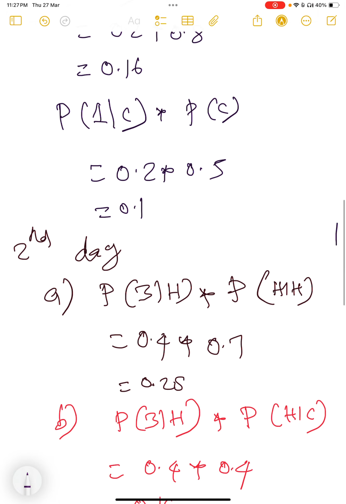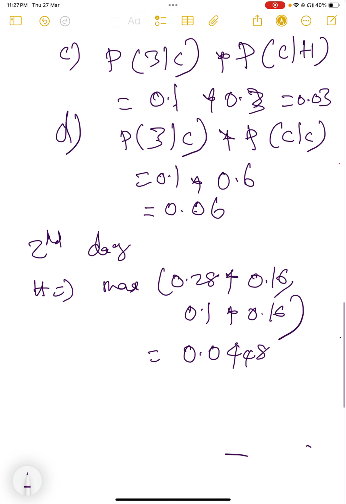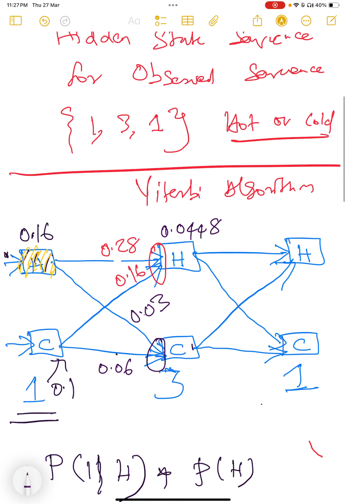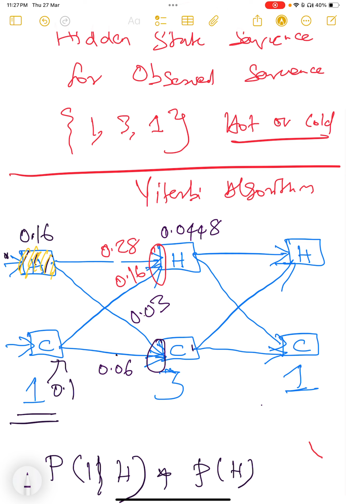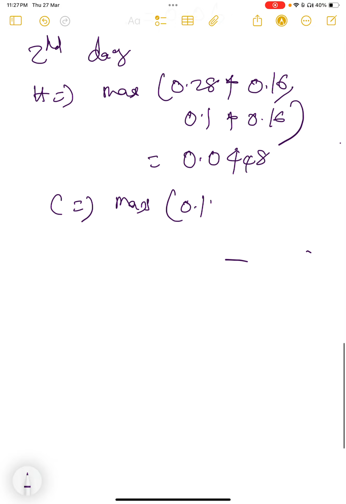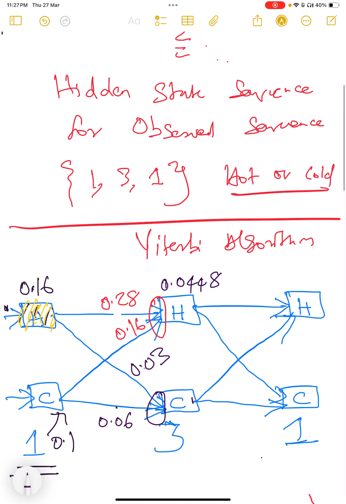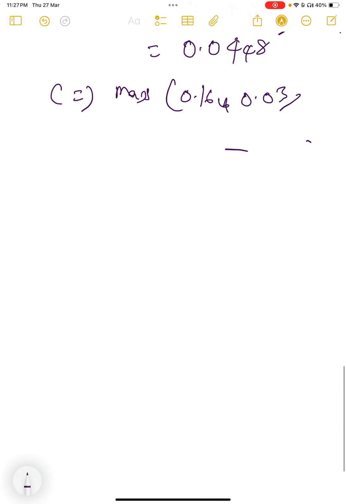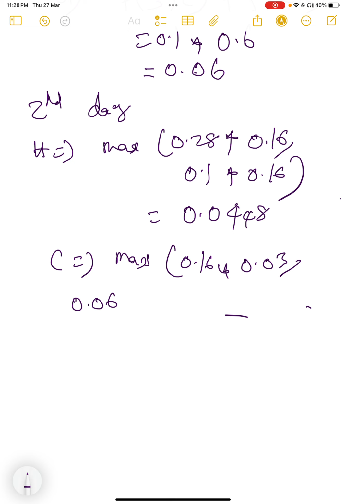And now again for C, for the second day, you have to find the value for C. What will be C? Should be max of 0.16 into 0.03, and 0.06 into 0.1. So what is 0.16 into 0.03? It's 0.0048.